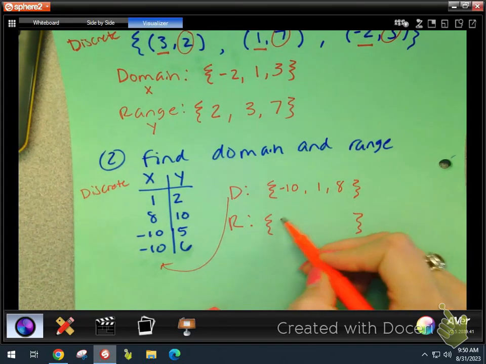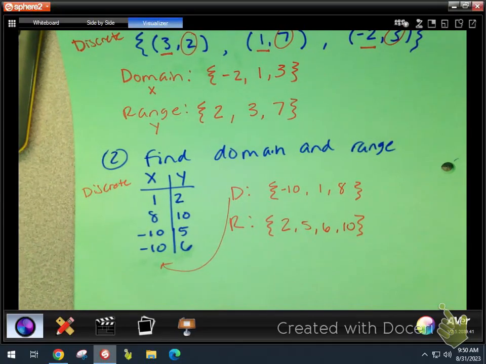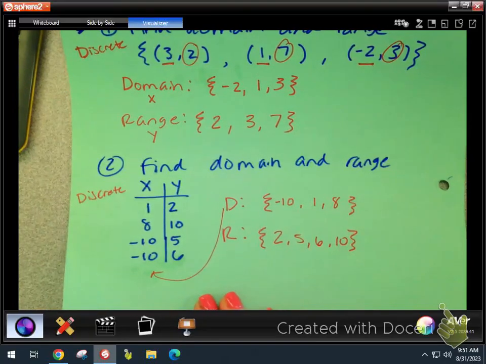2, 5, 6, and 10. Very good. Okay? All right, fun bonus problems. So go back to those because you're going to see that, and it wasn't in the notes right there.